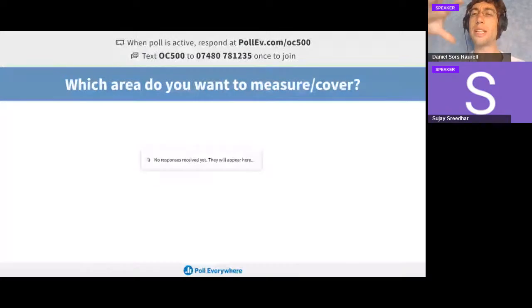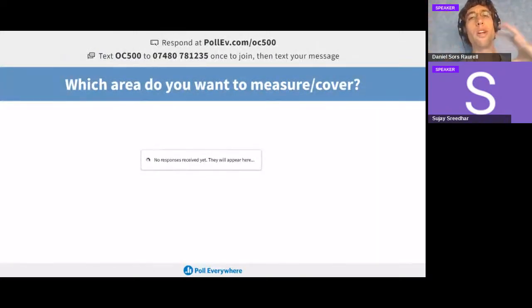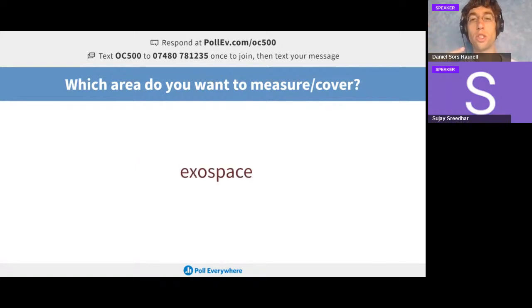Let's jump now into which areas perhaps around Earth. It would be a small satellite mission going to low Earth orbit. Would we have any requirements in terms of when we would like to switch on our instruments, and in which areas we would like to do so? Exospace could be one area, or some of the layers.